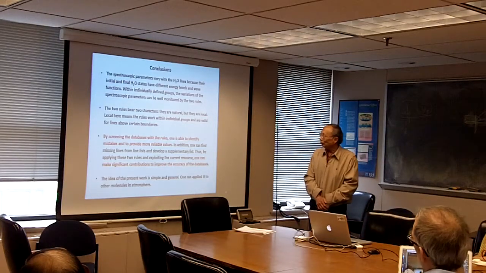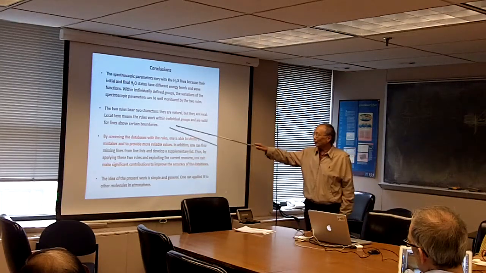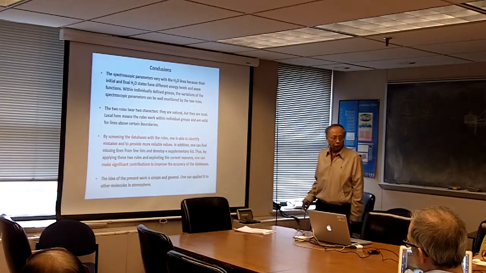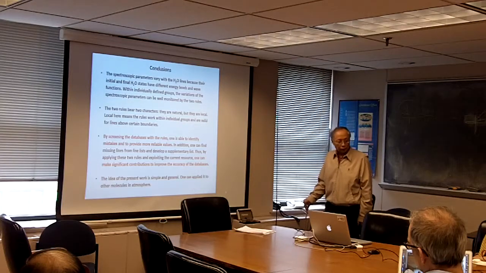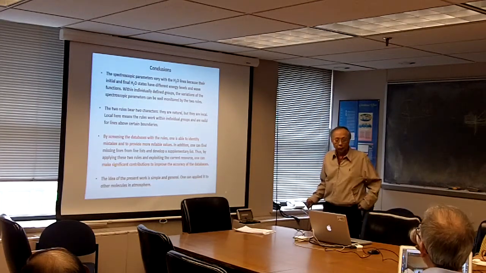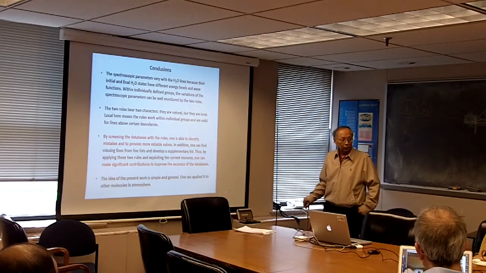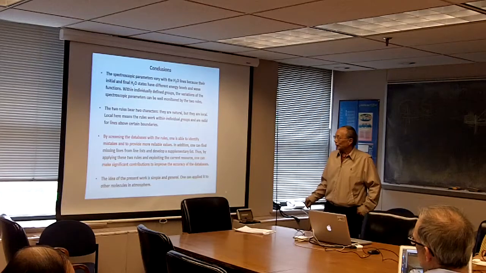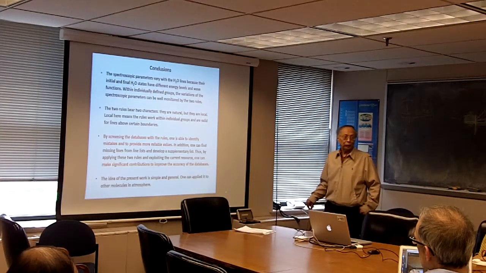And it also varies for lines above certain boundaries. For the localized states, the transition did not work. I already told you what the boundary is. Therefore, by screening all the database, we can identify mistakes and provide more reliable data. Additionally, some missing lines, we can find.